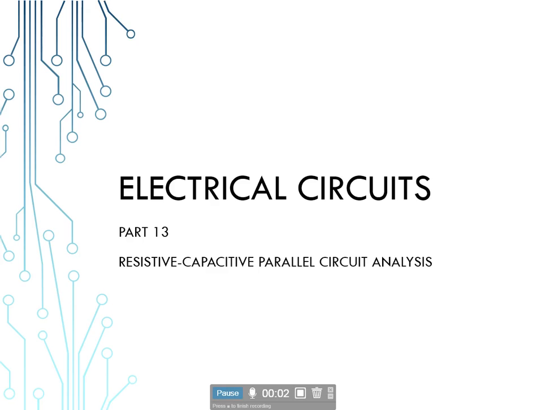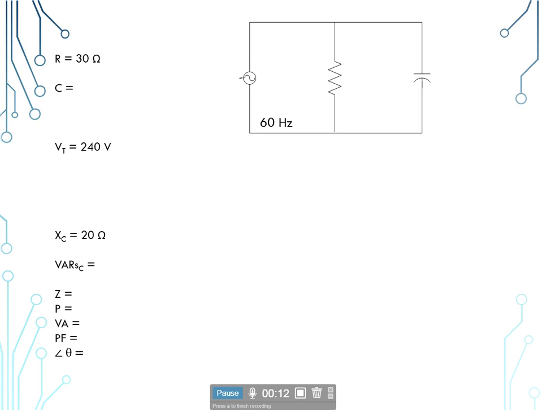Hello, welcome to Electrical Circuits part number 13, Resistive Capacitive Parallel Circuit Analysis, or RC Parallel Circuit Analysis. We'll have one branch with the resistor and one with a capacitor, and we'll be at 60 Hertz for our frequency on this. Now we know in a parallel circuit the voltage remains constant, so our total voltage is equal to the voltage at the resistive branch, and the voltage at it's equal to the voltage at the capacitive branch. So we can populate V sub R and V sub C with that 240 volts.